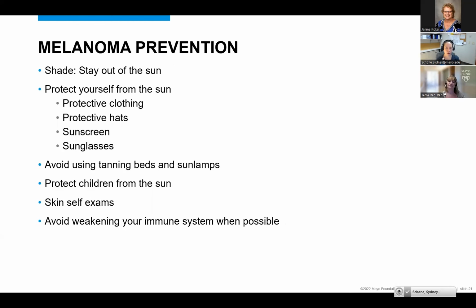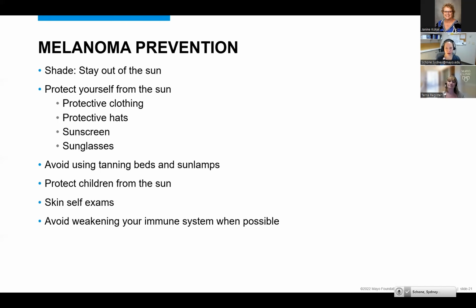So how are we going to prevent melanoma? Staying out of the sun is going to be the easiest. However, we're not able to do that all of the time. So you can do other things by protecting yourself from the sun, including using protective clothing, hats, sunscreen, and sunglasses. Tanning bed use is associated with an increase of melanoma, especially if you are using a tanning bed before the age of 30. So we need to continue to teach on the risks of using a tanning bed.